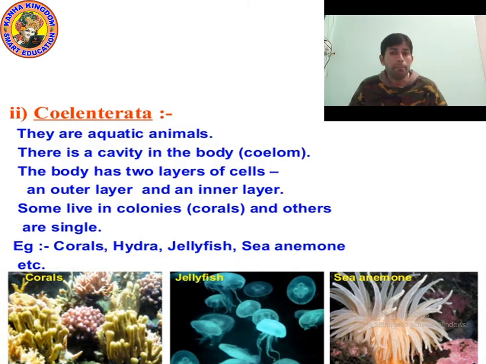Some Coelenterata animals live in colonies, means they live together, and others live single. They may be found in groups. As you can see in the examples on your screen: corals, hydra, jellyfish, sea anemone. So look at the first picture. What kind of animal?